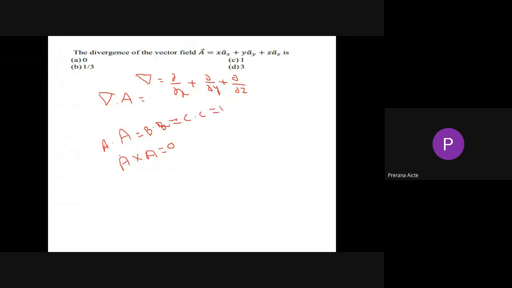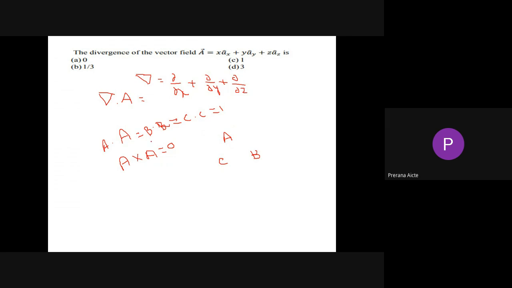Whereas in cross product, A cross B is equal to C bar, B cross C is equal to A bar, and C cross A is equal to B bar. That is, it will come in a cycle, that is the clockwise direction. Okay, A, B, C. So A cross B is equal to C bar, B cross C is equal to A bar, C cross A is equal to B bar.